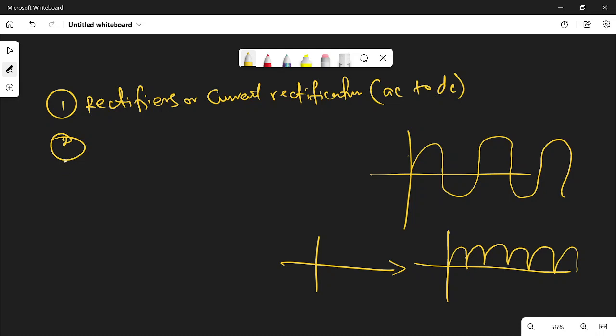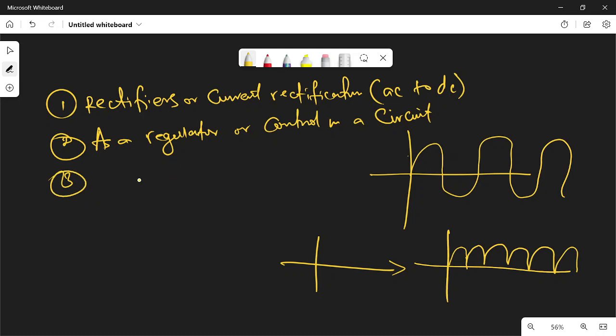Is that taken now? So it also serves as a regulator. It serves as a regulator or control in a circuit. And the third one is that it's used in detecting, protecting, and it serves as a switch.